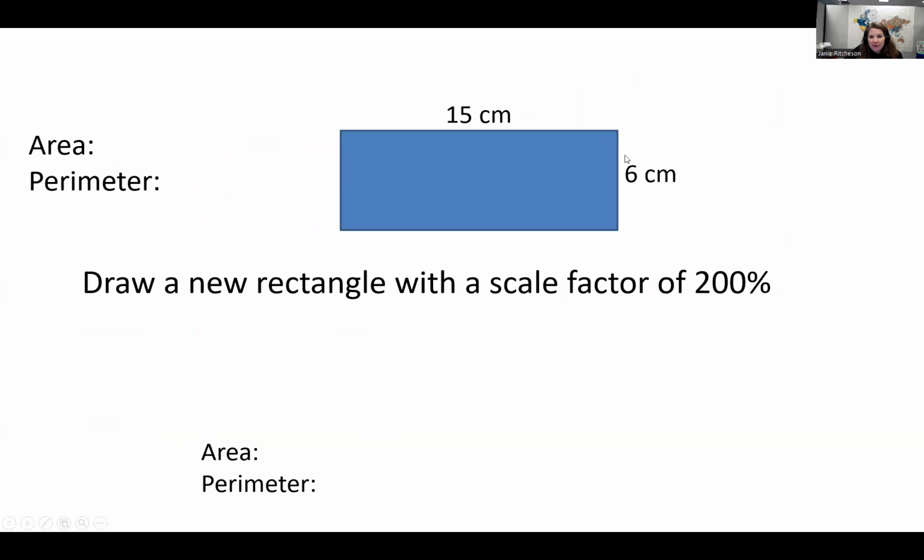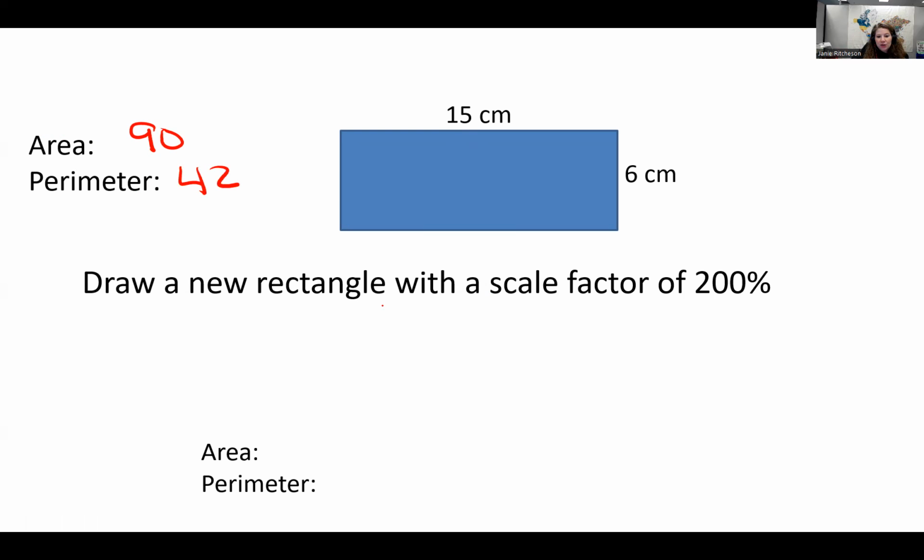All right, so we have a rectangle. What is the area and the perimeter as it is? Area, remember, is length times width. So 15 times 6 is 90. And then for the perimeter, we have 2 sides that are 15. Remember, for perimeter, you add all the sides together. 15 plus 15 plus 6 plus 6 is 42.